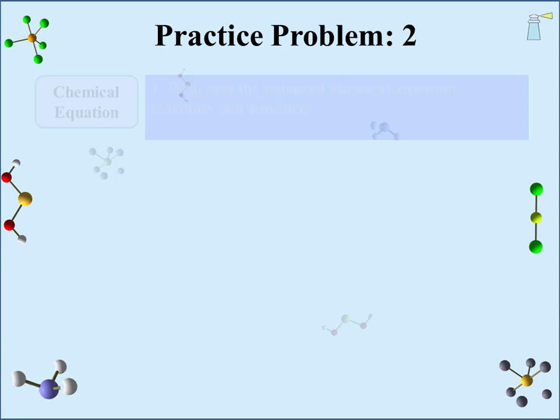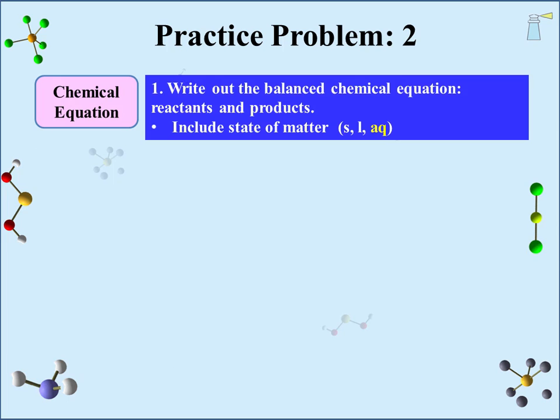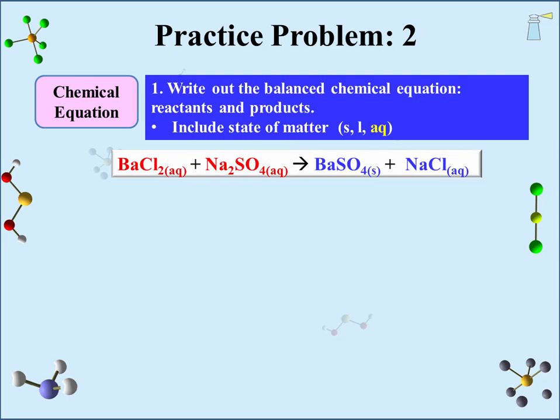The second practice problem begins the same way. Write out the balanced chemical equation. Be sure to include the subscript state of matter, especially the aqueous subscript. That chemical equation is aqueous barium chloride reacting with aqueous sodium sulfate to produce solid barium sulfate and aqueous sodium chloride. Is the equation balanced?